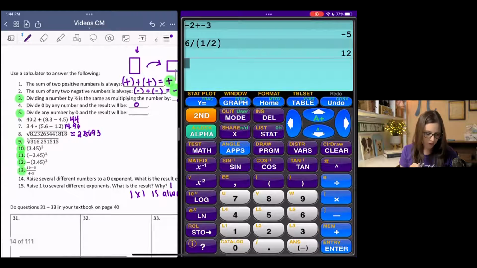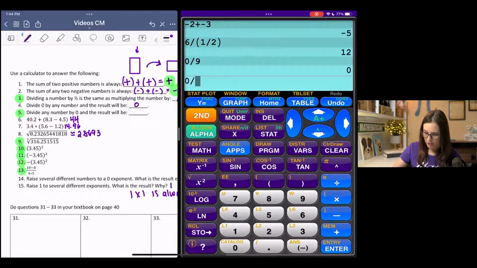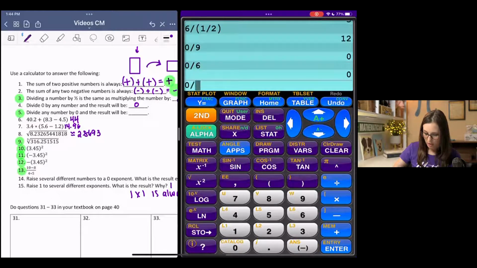Number 4, divide 0 by any number. 0 divided by any number is 0. Test it again. I feel pretty confident in my solution, my answer, that it's 0. Now the next one is what I want to talk about.